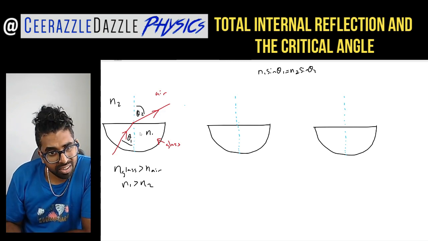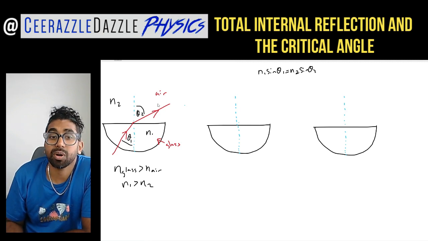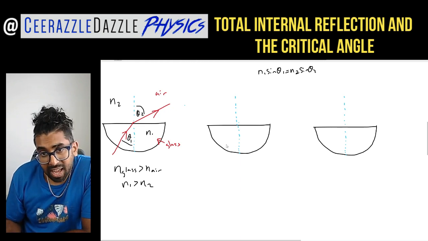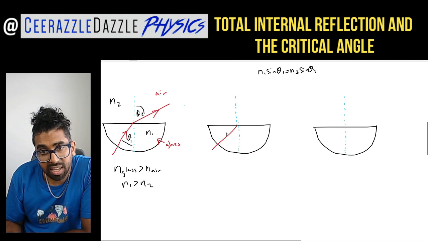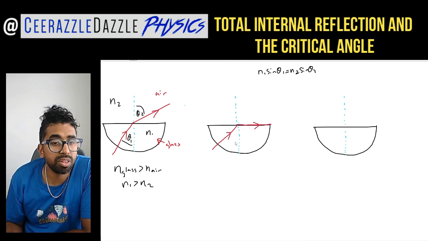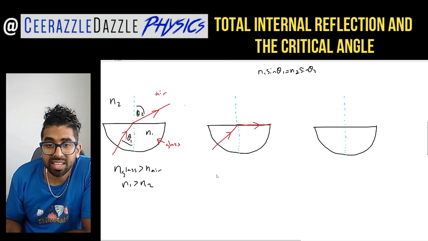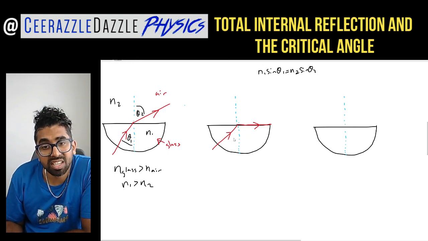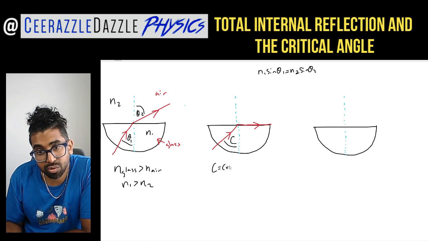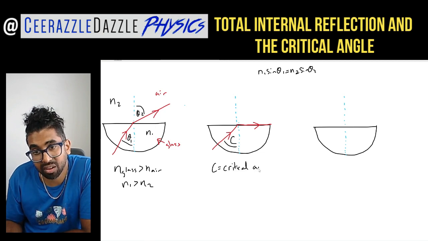Now from here we're going to increase the angle of incidence over here, and we're going to see what happens to the angle of refraction as it comes out. As we increase the angle of incidence, we will notice that there's a point where it hits here and the ray of light will go along the boundary here. This angle of incidence is known as the critical angle. We're going to label it C. So C is equal to the critical angle over here.